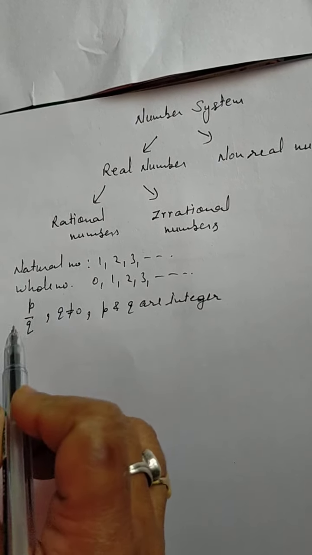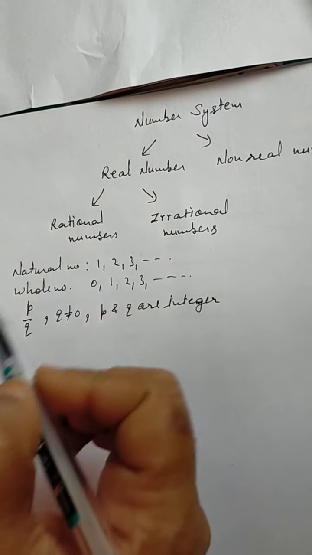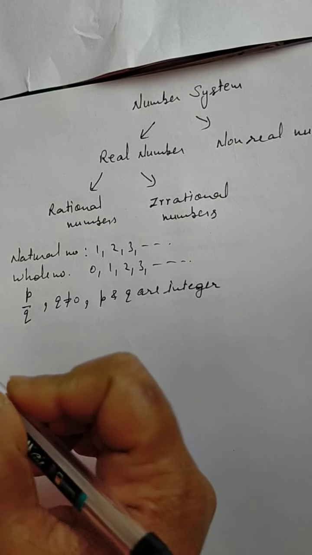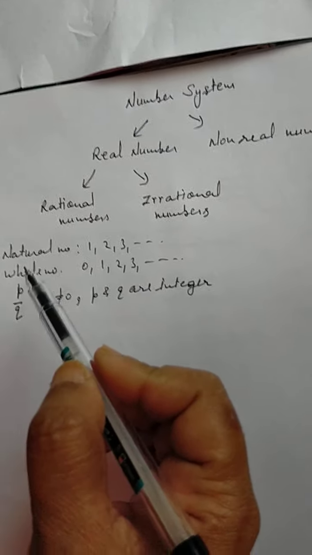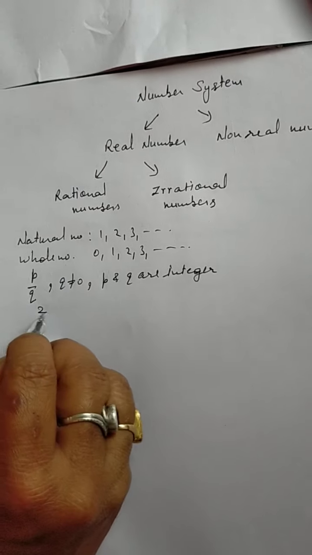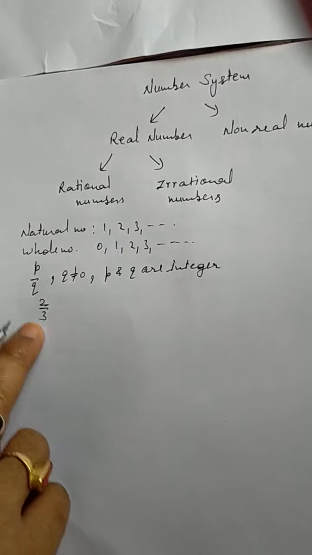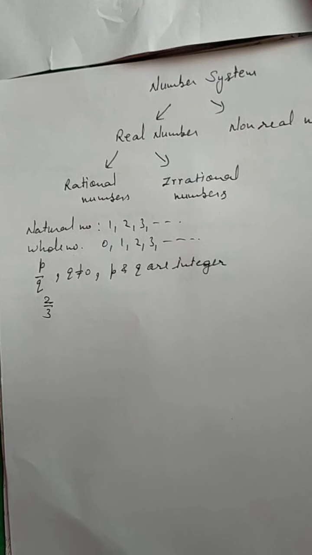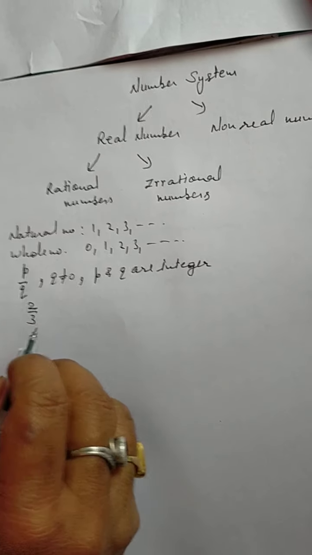All natural numbers are rational, all whole numbers are also rational numbers, but all rational numbers are not natural numbers, or all rational numbers are not whole numbers. For example, 2 by 3, it is a rational number but it is not a natural number, it is also not a whole number. So now how many rational numbers are possible?